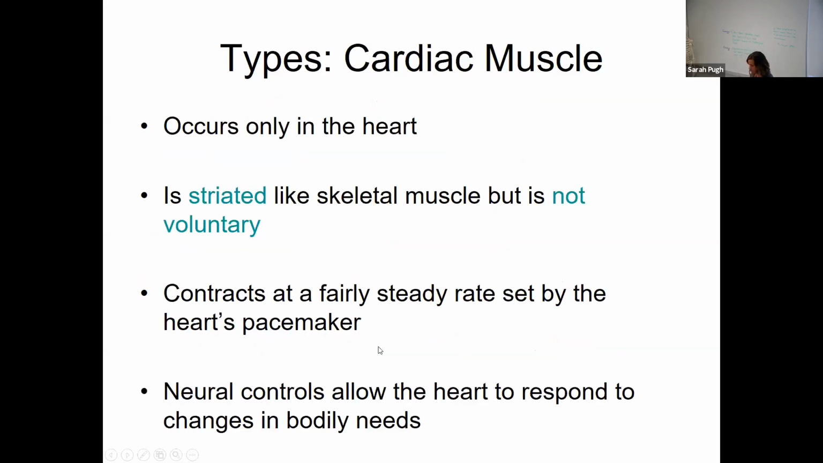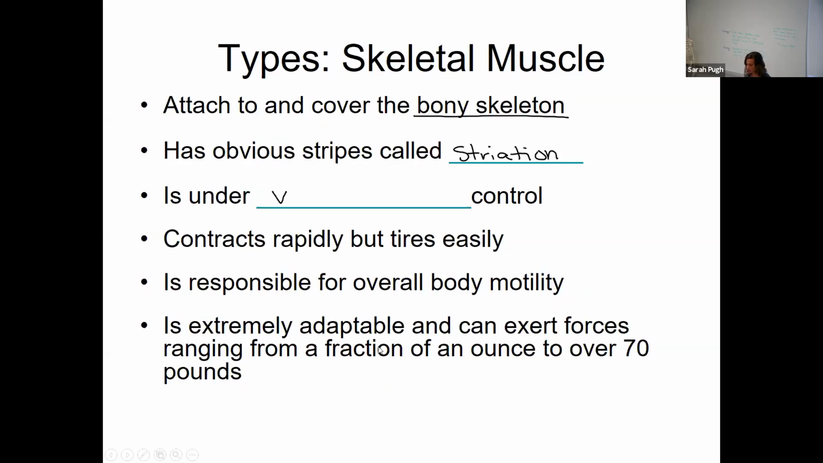It is under voluntary control. So you consciously tell it to contract. And one thing that's really cool, I think, about skeletal muscle is that it can contract really fast, but unfortunately it also tires really easily.